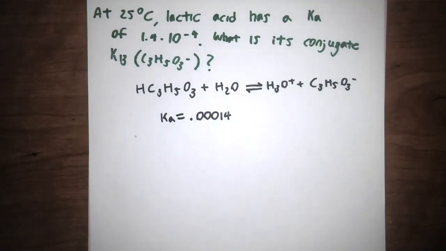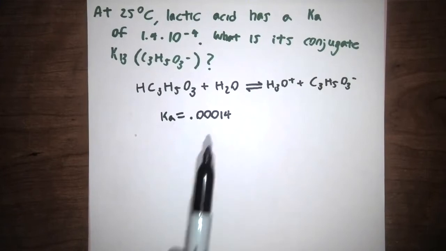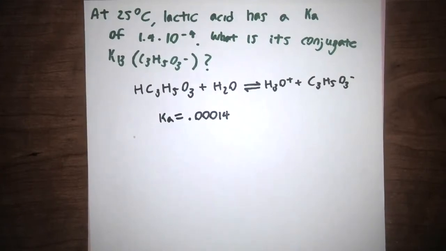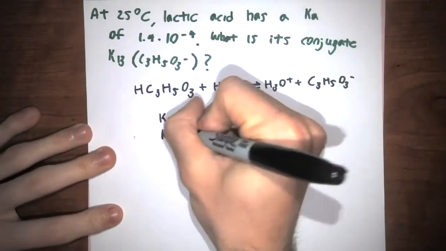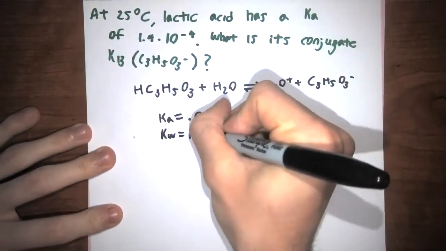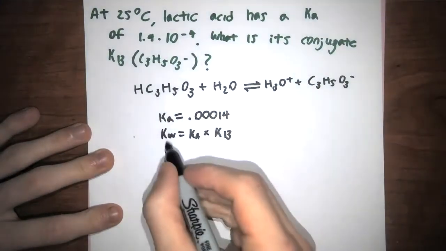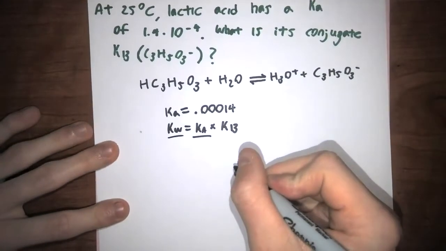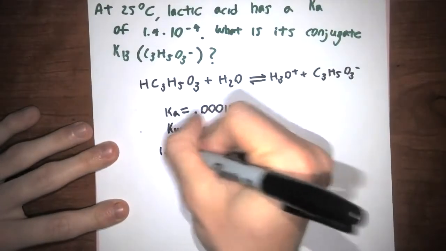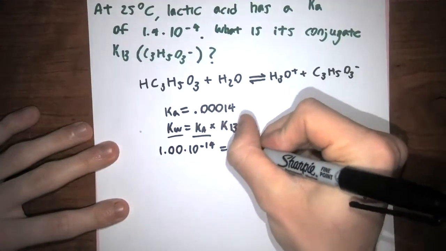So I need to find the Kb. So how would I find a Kb? I'm given Ka, how could I find a Kb? Is there any other term I know that would give me Kb? Well, we know that Kw is equal to Ka times Kb. We know this, and we know this. Kw, as you guys should know, is a constant. 1.00 times 10 raised to the negative 14th is equal to Ka times Kb.